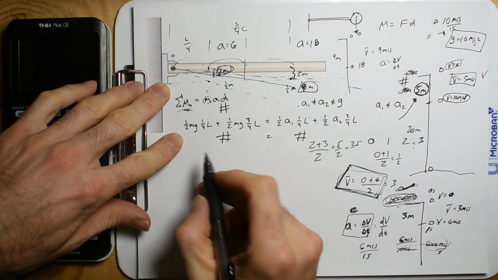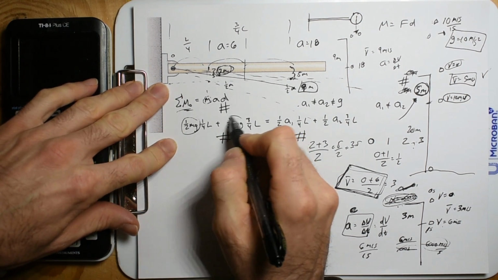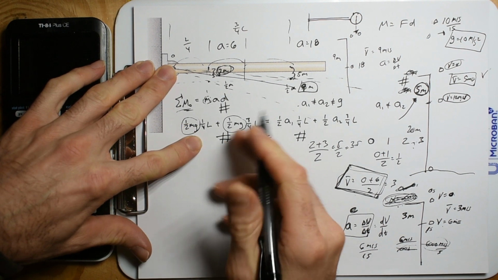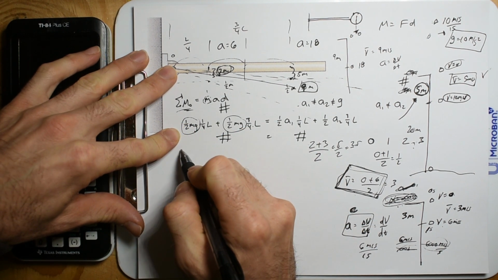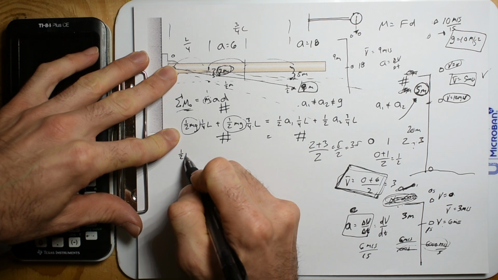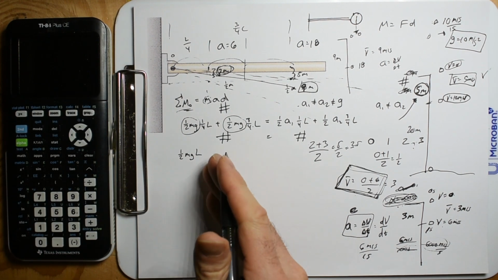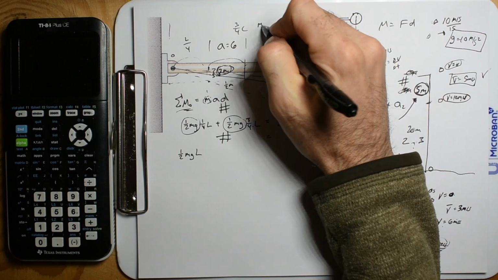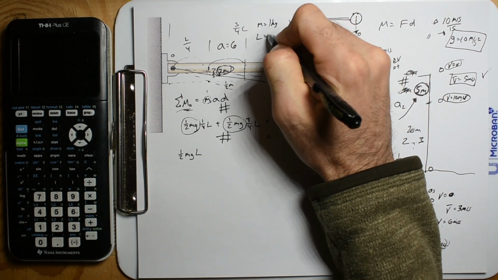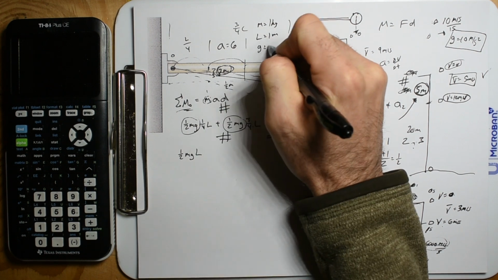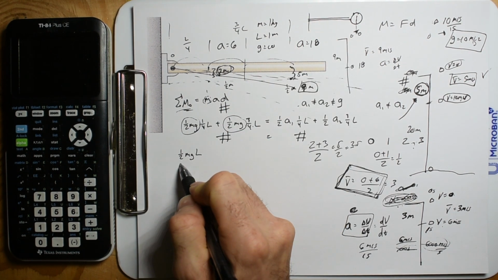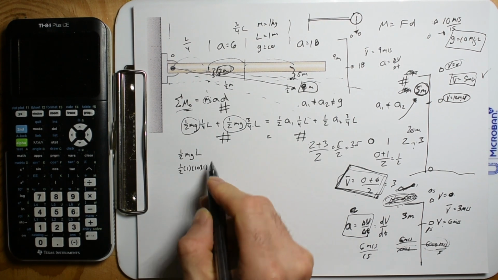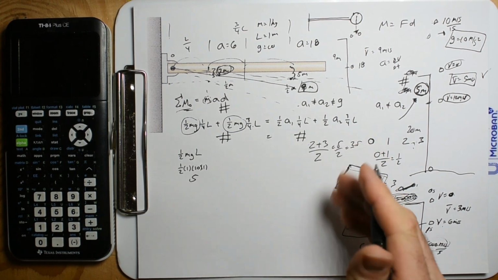Alright, and I can break this up. I can say that we both have a 1/2 mg, and then I have a 1/4 plus a 3/4. So it's going to be 1/2 mgl. Right, so we have 1/2 mgl on this side. That's going to be the number on this side. And if we actually want to put a number to it, we could say our mass is 1 kilogram, our length is 1 meter, and our gravity is 10. So let's do that. We have 1/2 times 1 times 10 times 1, and this gives us 5. So that's what I did to solve this.